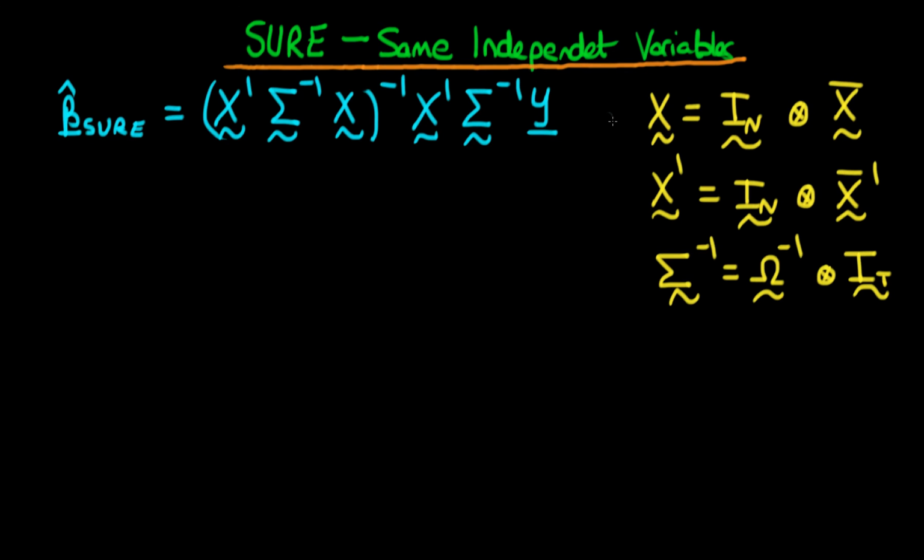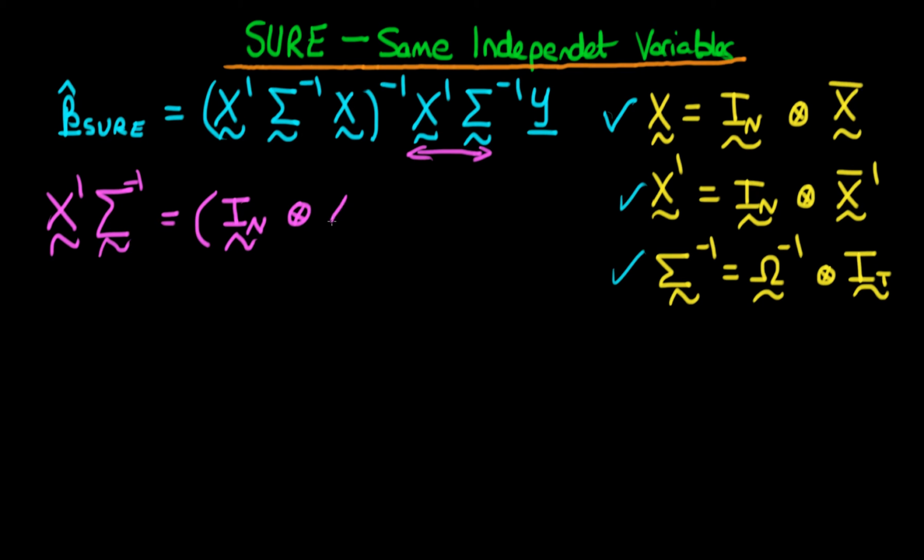And at the end of the last video, we derived these three results to the right-hand side here, and we were using these as a means to simplify our expression for our SUR estimator. And first of all, we were going to look at the product X primed times the inverse of sigma. Well, we know what this is equal to if we just use the expressions on the right-hand side. X primed, we just know, is equal to I_n crossed with X bar primed. And then the inverse of sigma we know is just the inverse of omega crossed with I_T. And I'm using the word crossed here as a shorthand for saying the Kronecker product. It's just a bit easier to say.